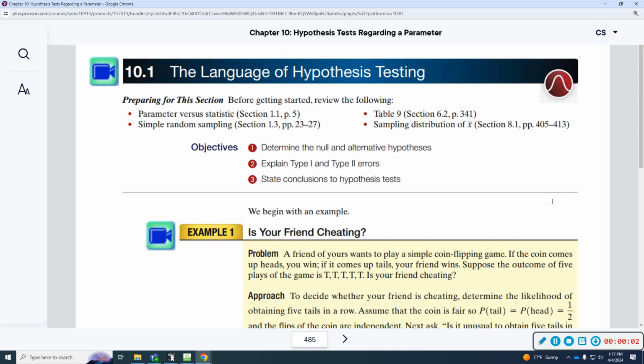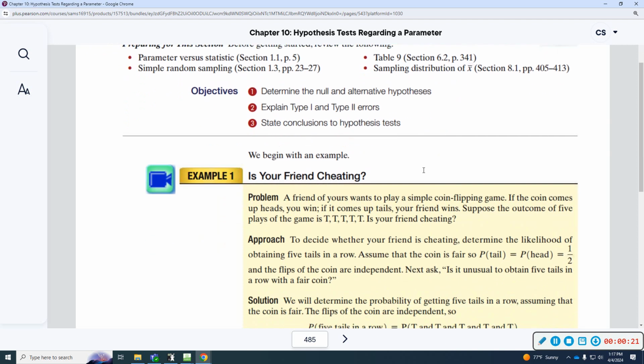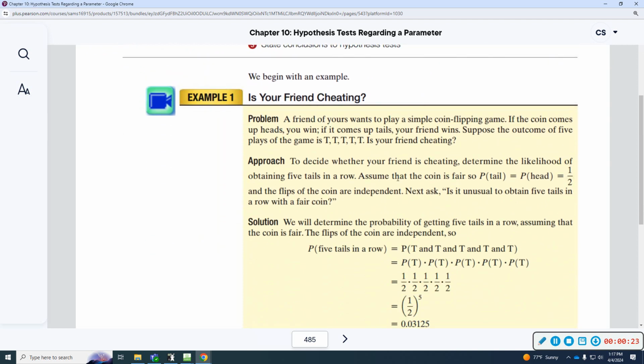All right, today we're going to be looking at 10.1, language of hypothesis testing. The objectives: 1, determine the null and alternative hypothesis, 2, explain type 1 and type 2 errors, and 3, state conclusions to the hypothesis test. So this is a really good reading.